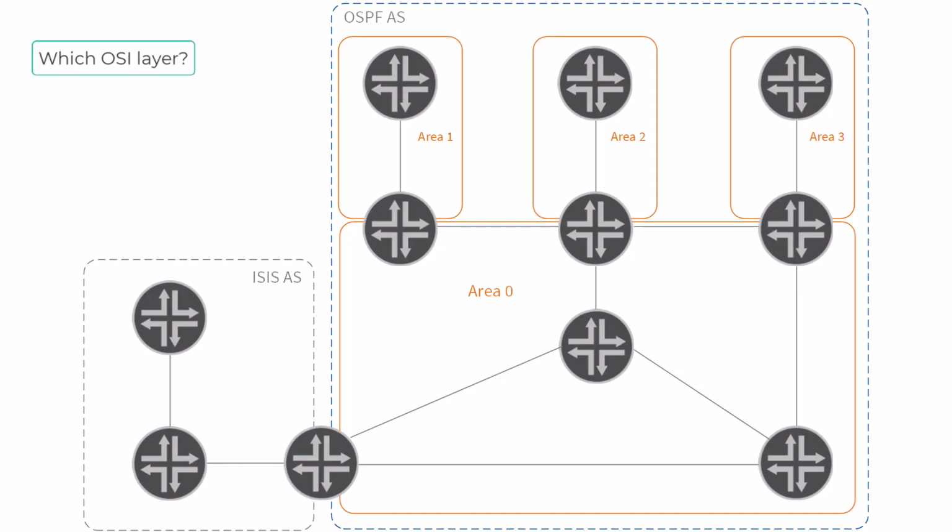But at which layer of the OSI model does OSPF reside? What is the OSPF protocol ID? Does it use TCP or UDP as a transport?